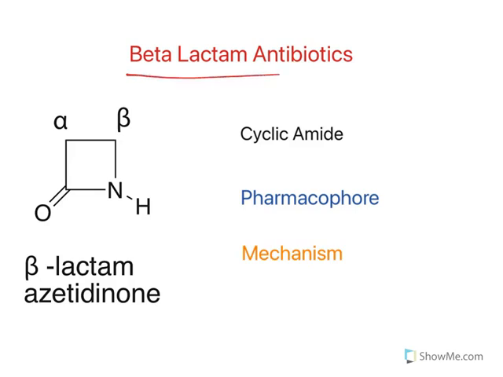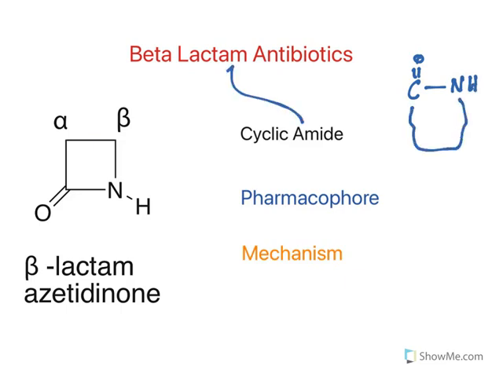Now, let us see about beta-lactam antibiotics. The word lactam indicates a cyclic amide. Amides are like this. When this amide bond is cyclized, it is called a lactam. That is what happened here. The typical beta-lactam ring is this. This is an amide link, and this amide link is cyclized, and the cyclized amide links are known as lactams.